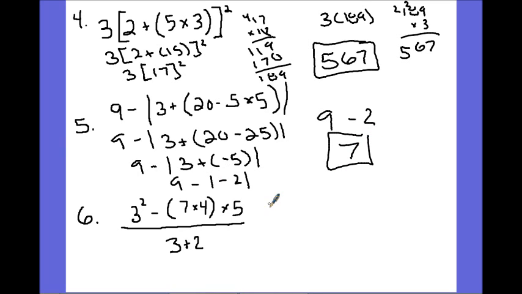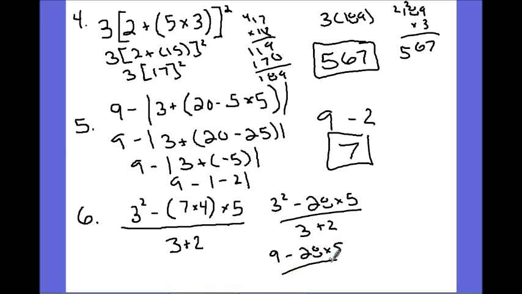Alright, and down here, everything on top first, then everything on bottom. So 3 squared minus 28 times 5 over 3 plus 2. So 3 squared is 9 minus 28 times 5 over 3 plus 2. We're going to do 28 times 5. So 5 times 8 is 40. Carry the 4. 2 times 5 is 10. So that's going to be 140. So 9 minus 140 over 3 plus 2.